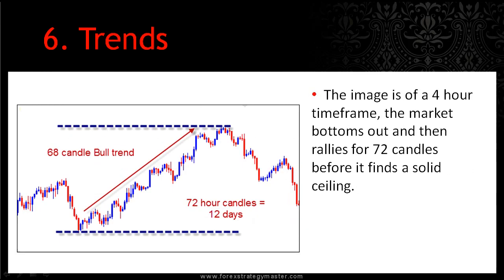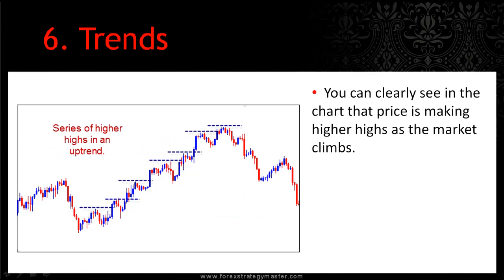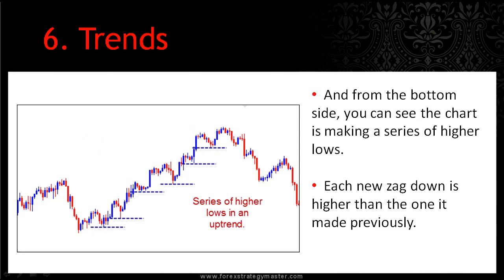The image that you see on the left is an image of a 4-hour time frame. The market bottoms out and then rallies for 72 candles before it finds a solid ceiling. You can clearly see in the chart that the price is making higher highs as the market climbs. Each high is consecutively higher than the previous high. And from the bottom side, you can see the chart is making a series of higher lows. Each new zag down is higher than the one it made previously.